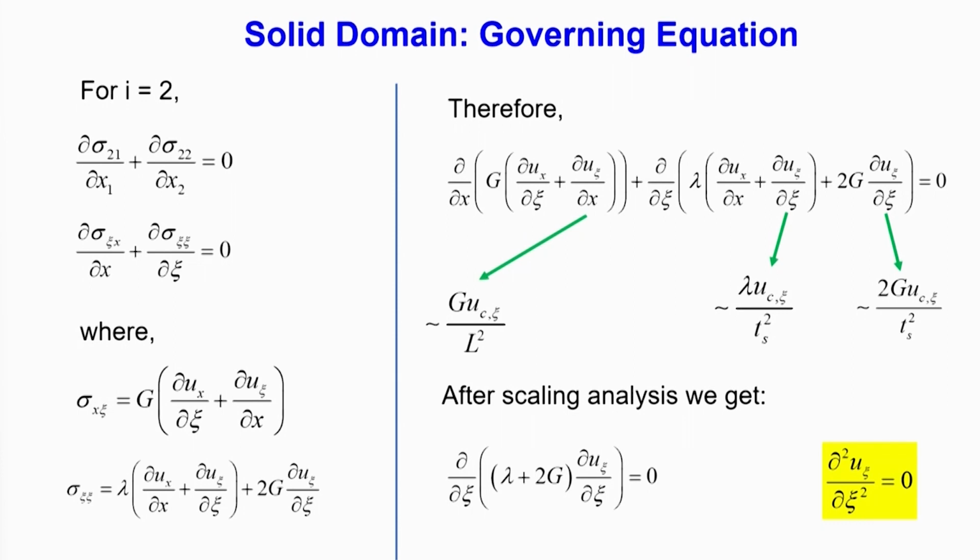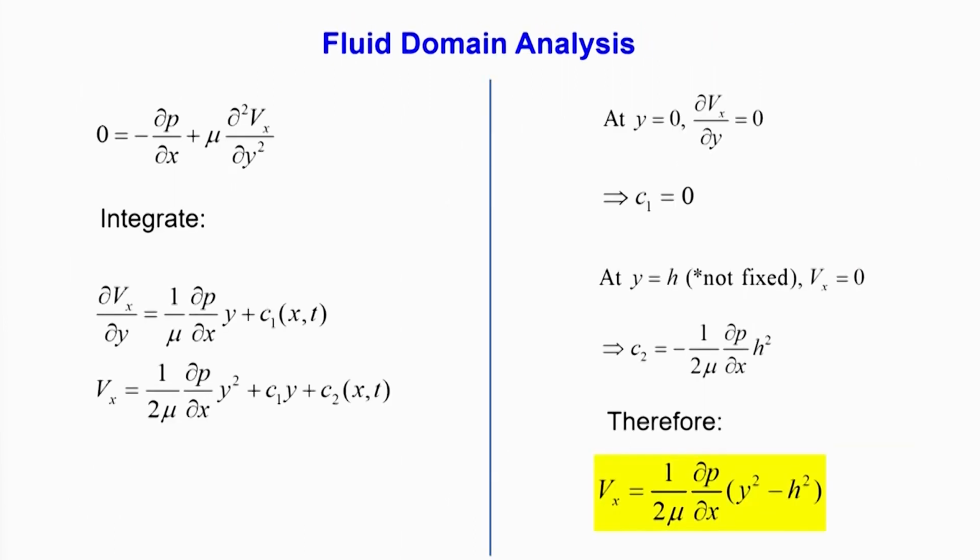Now you substitute that sigma in terms of this displacement u and try to get an order of magnitude analysis, that means which one is dominant and which one is not, which is also called scaling analysis. If you do that, all other terms will disappear except this last term, and if your lambda and G are constant, your simple governing equation is the second order partial derivative of u with respect to zeta, that means in the vertical direction displacement with respect to zeta, is 0.